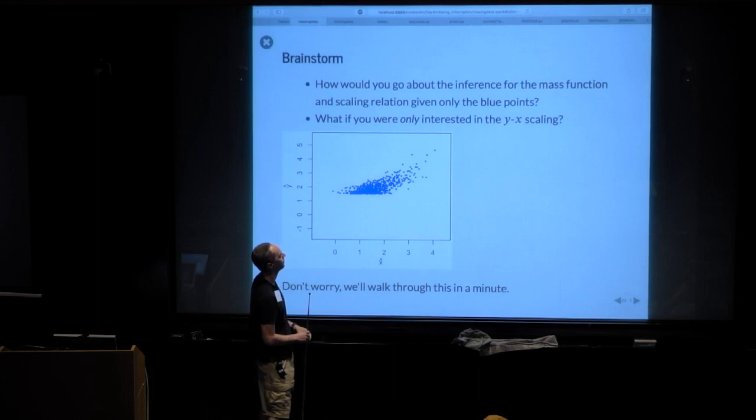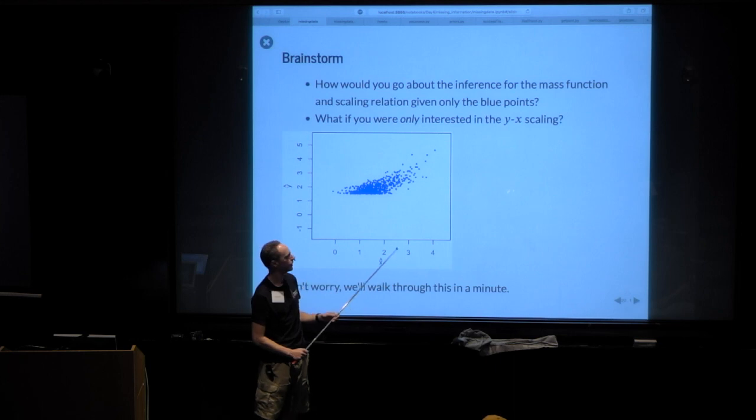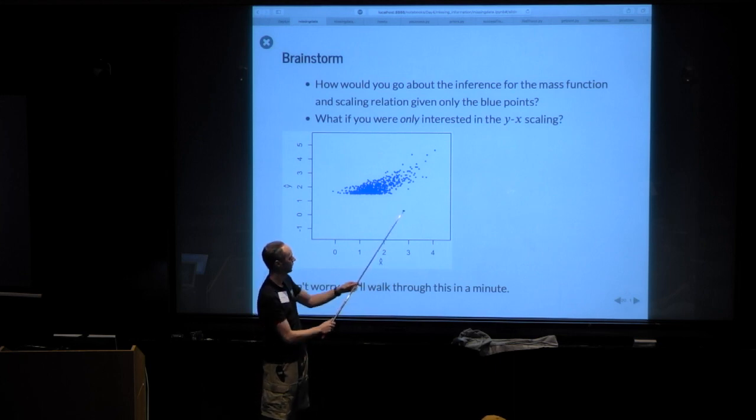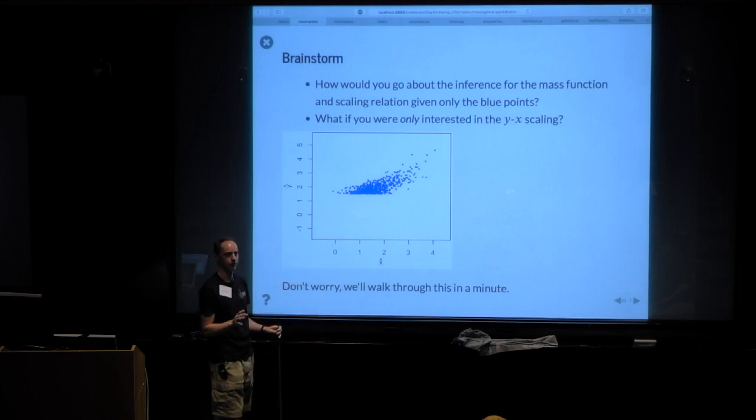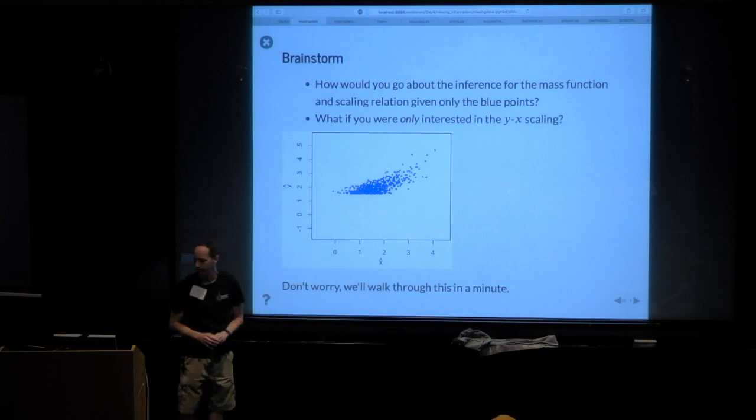But then we could constrain the y versus x scaling. Whether you could constrain the distribution as a function of x is a different question as well. And that is not a fully general thing. That is for a linear problem as well. Okay.